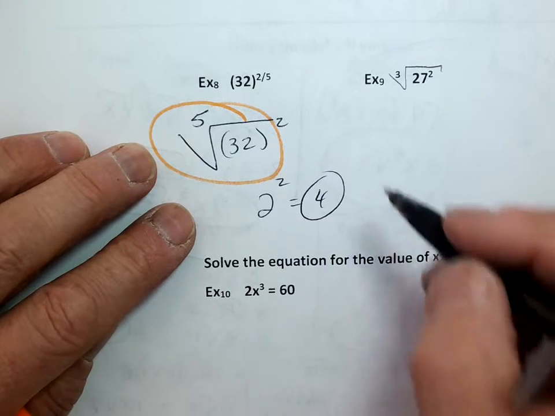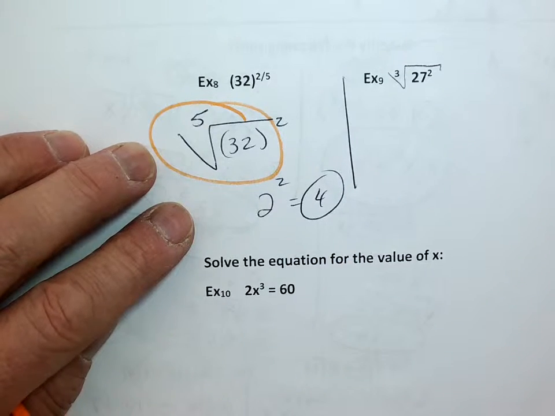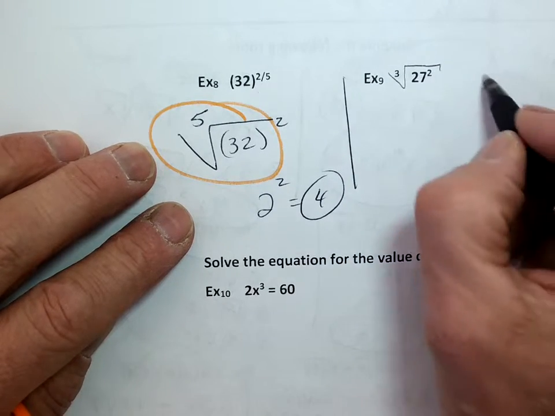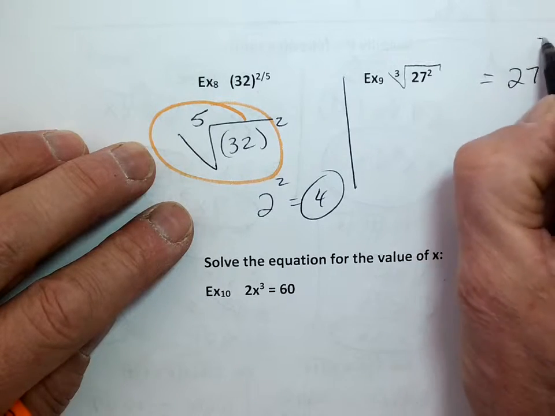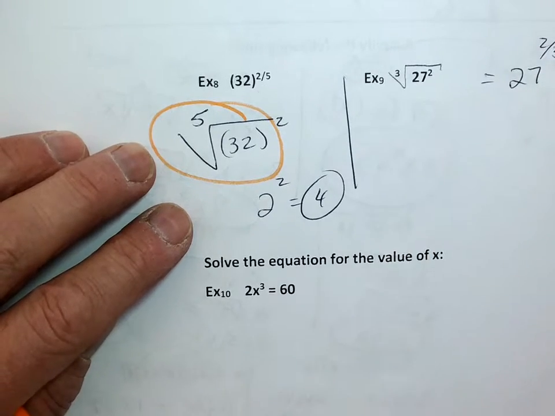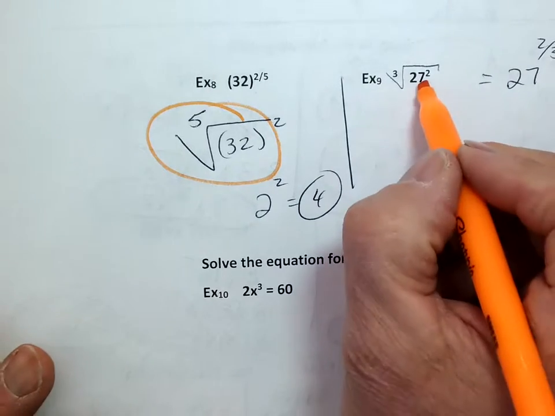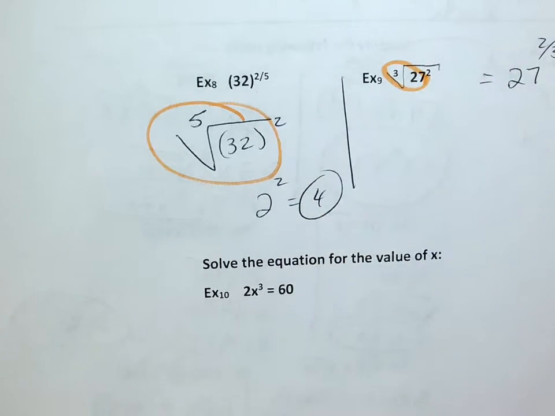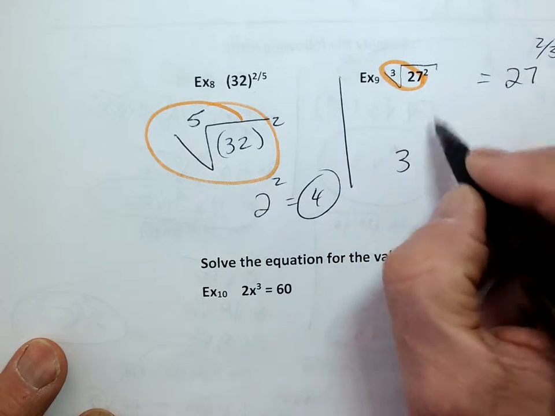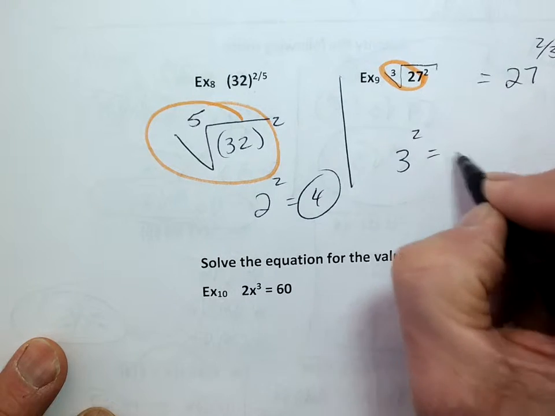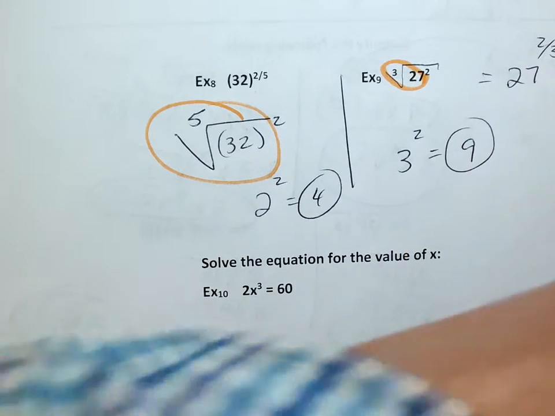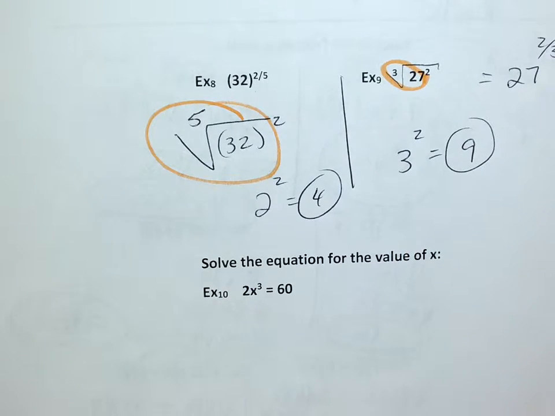So how about example 9? We could rewrite it as 27 to the 2/3. Let's just do it. Let's do the root first. What's the cube root of 27? 3. And then 3 squared is 9.